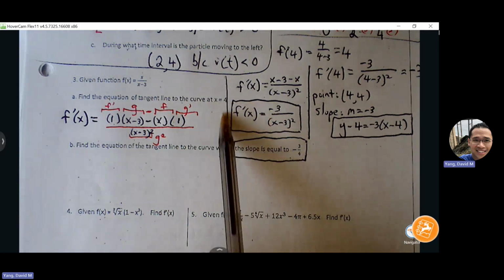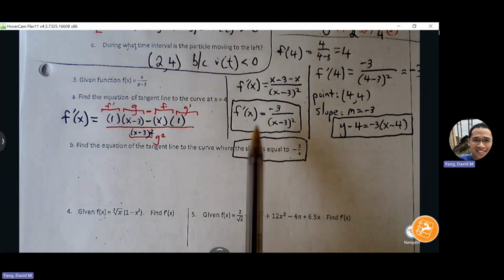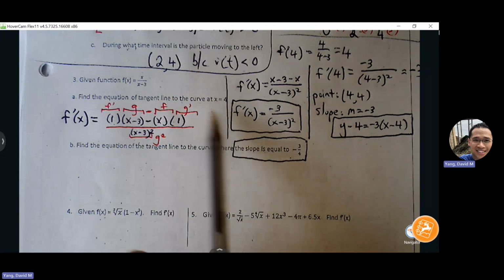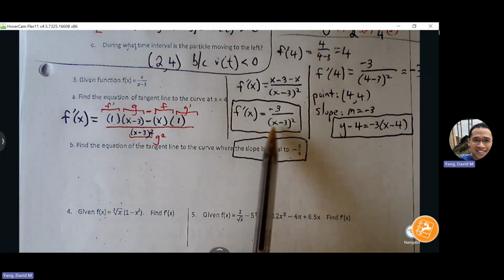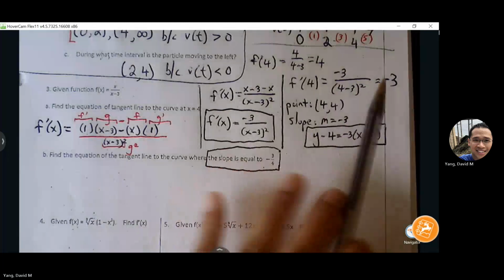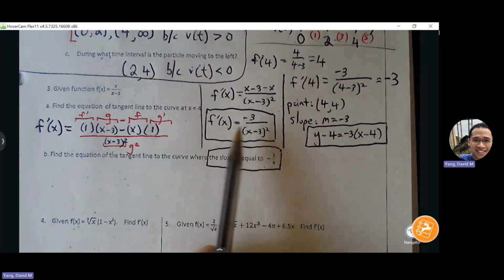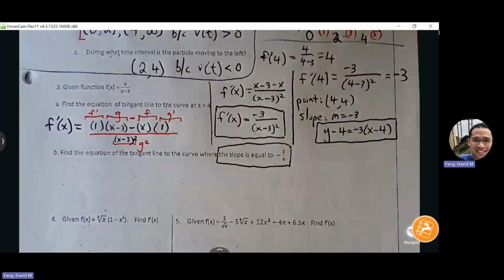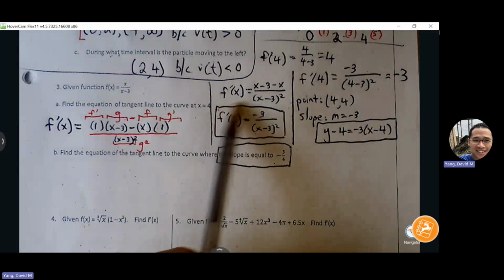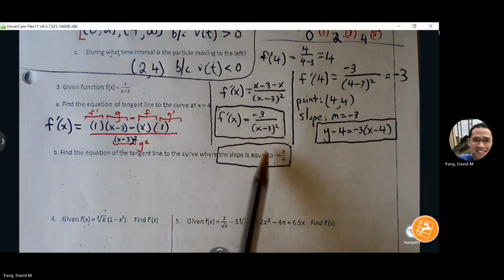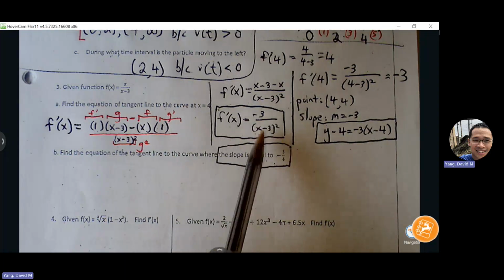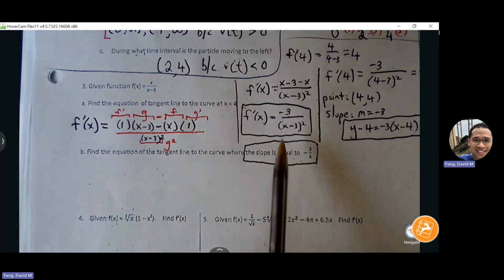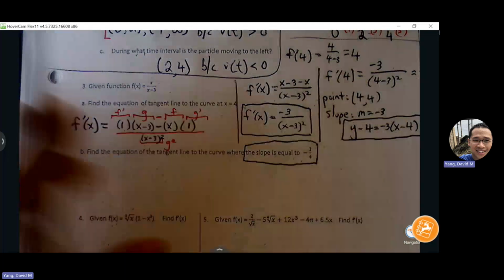F prime means slope. So what we did in part A is we gave it a location, and in return, we asked for the slope. But we can also give it a slope and ask for a location, right? This feels a little more strange because we're used to giving a location and asking for the slope, but we can also be given the slope and ask where on the curve the graph is going to hit that exact slope of -3/4.